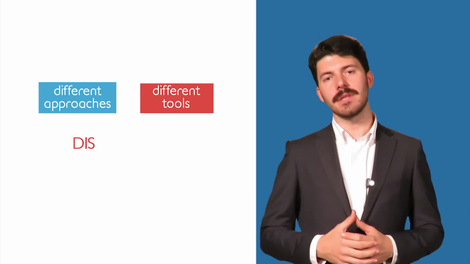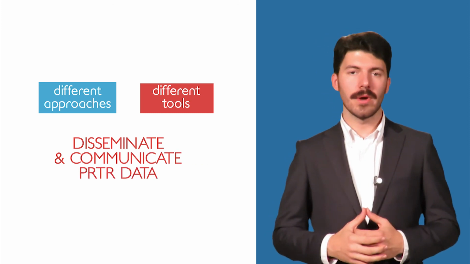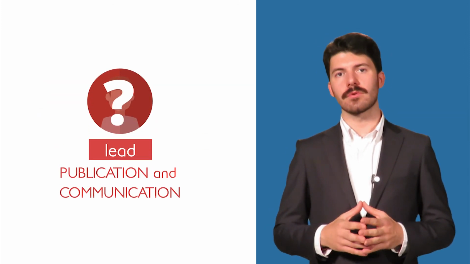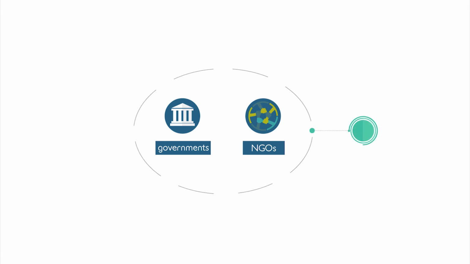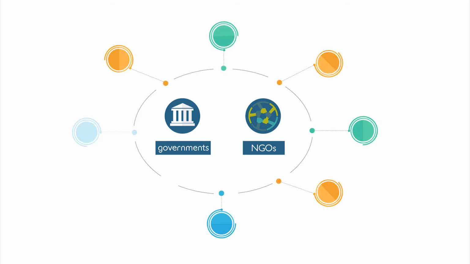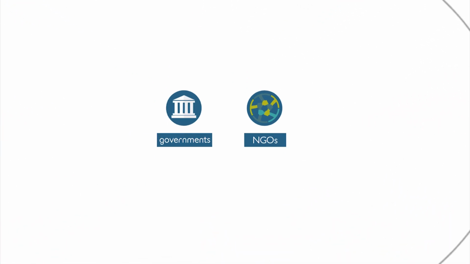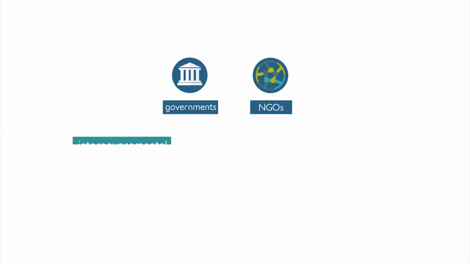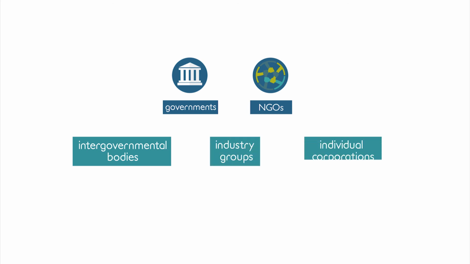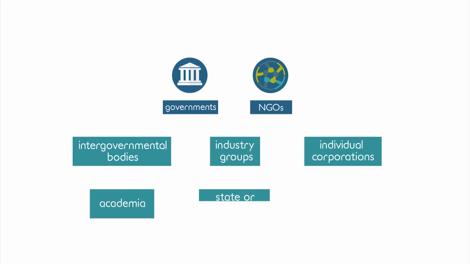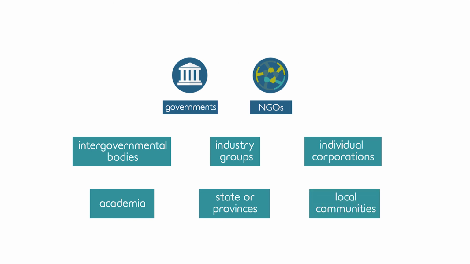Until now, we have seen that there can be different approaches and tools to disseminate and communicate PRTR data. However, who is going to lead the publication and communication process at national level? The predominant agents for disseminating PRTR data have been the governments that collect the information and NGOs. Over time, the interaction of governments and NGOs has helped to make PRTR information more widely disseminated and used. Other distributors of PRTR data include intergovernmental bodies, industry groups, individual corporations, academia, states or provinces, and local communities.